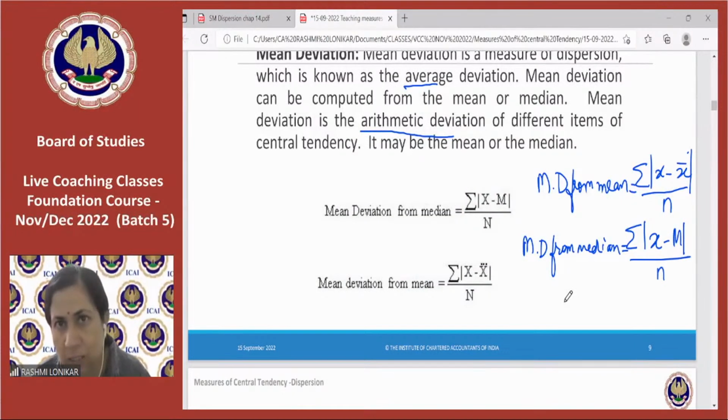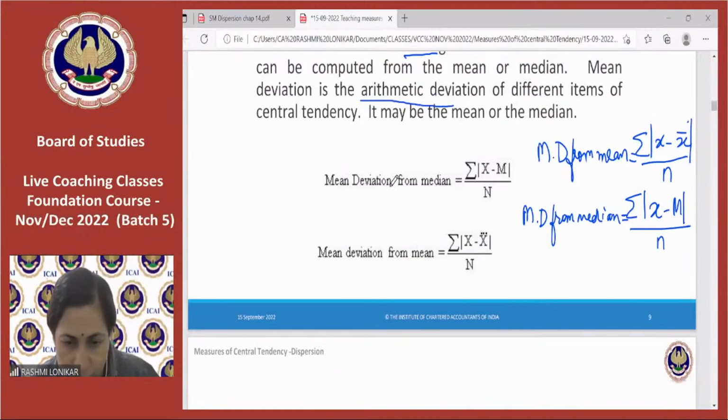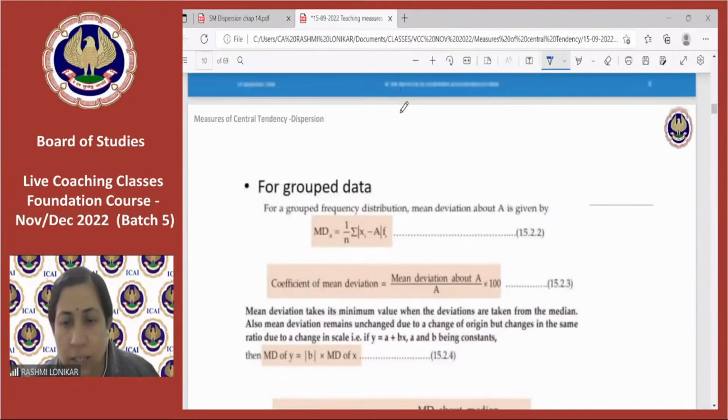So what do you do when the data is given to you? First find the median, then find the differences of each of the observations from the median, add them up, and then because it is modulus, you take only the positive values, add them up and divide by n or summation f, that is the frequency. Now that is for discrete variables.